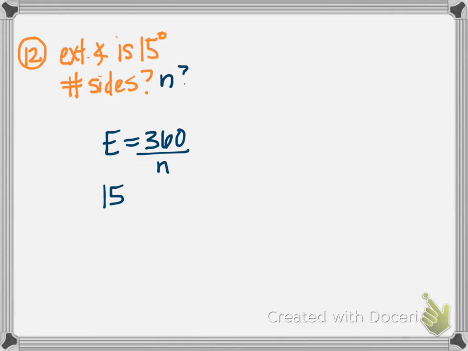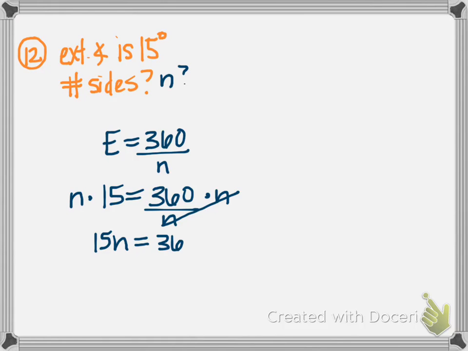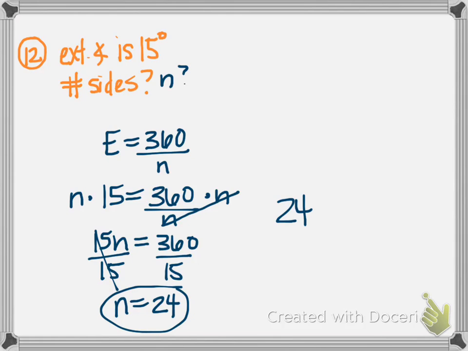So we'll say 15 equals 360 over n. To solve this, I would multiply both sides by n. This n in the denominator would cancel. So now I've got 15n equals 360. And all I have to do now is divide both sides by 15. And we get that n equals 24 sides. The name of this polygon would be a 24-gon.